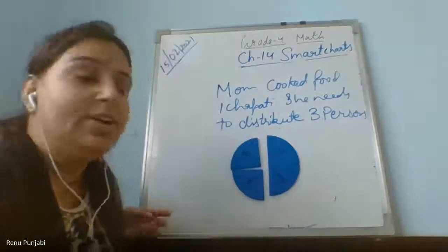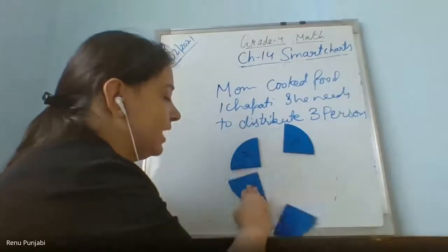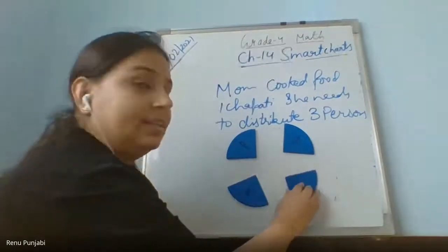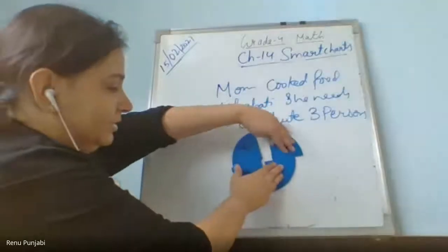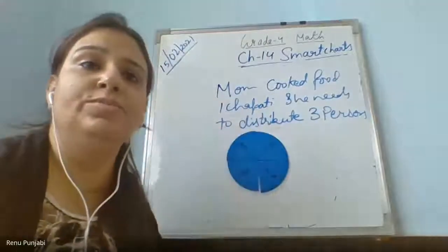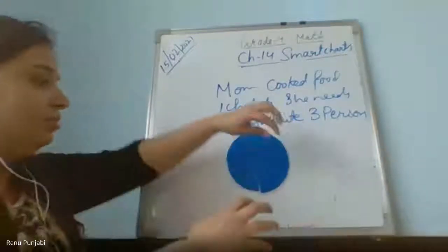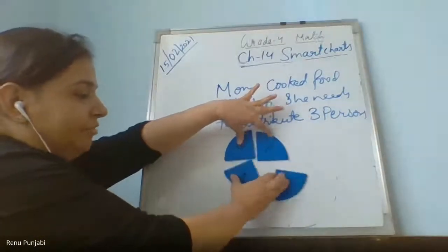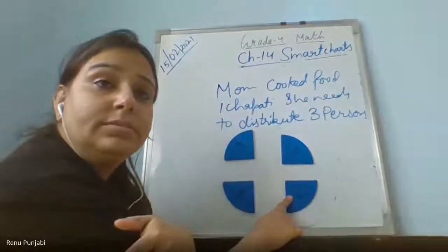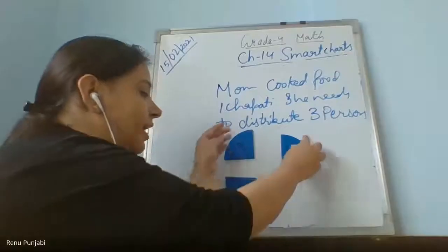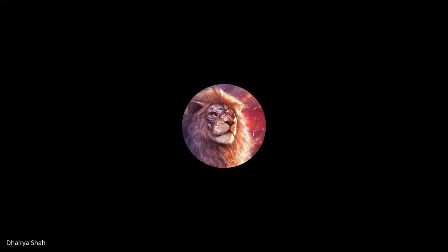Now there are 4 people. Initially it was a complete chapati, and then I divided it into 4 equal parts, and I gave 1/4 part to each. How much part did each get? 1/4. So do you understand how to read this chapati chart? Yes, ma'am. Now I know how to read the pie chart.